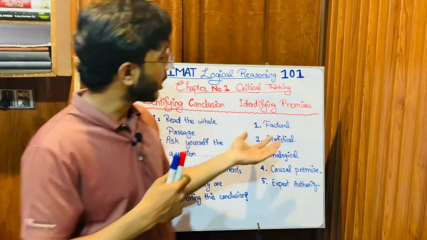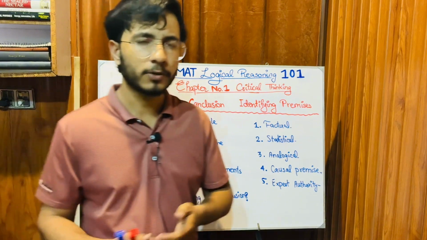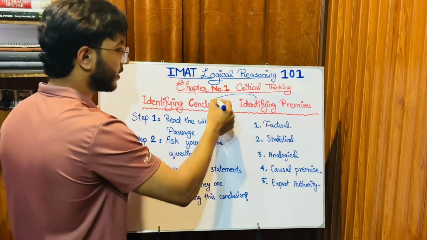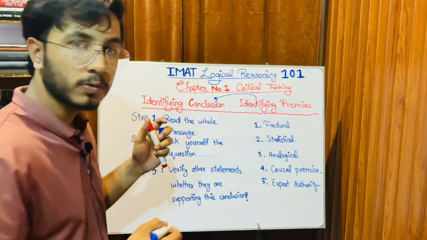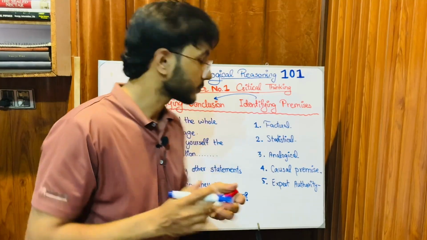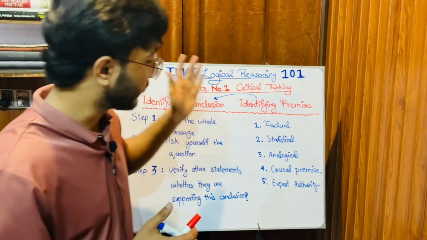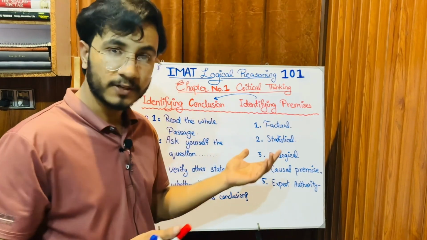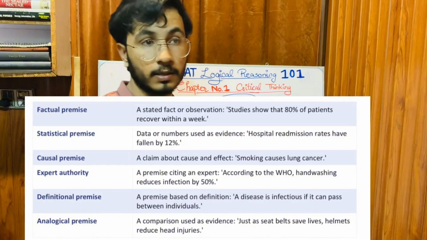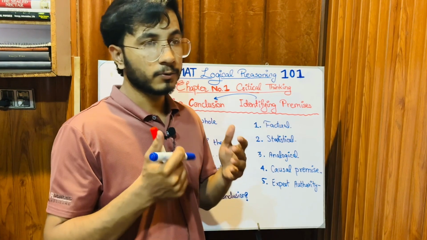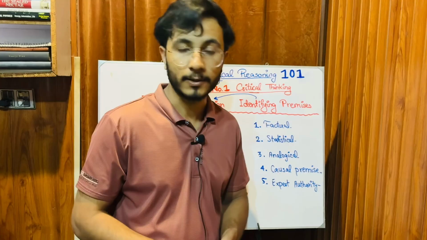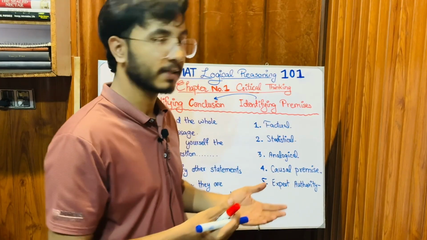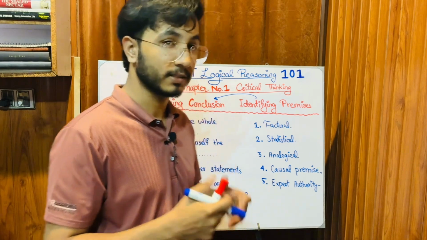So the next thing is how you can identify a premise. As I told you before, a premise is a statement that always supports the conclusion. So how can a statement support the conclusion? There are five ways that are the most basic ones. The first is factual knowledge, like stating a fact: 20% of people who run are going to live longer than people who don't. That is factual knowledge. That's actually not real, I just made it up.